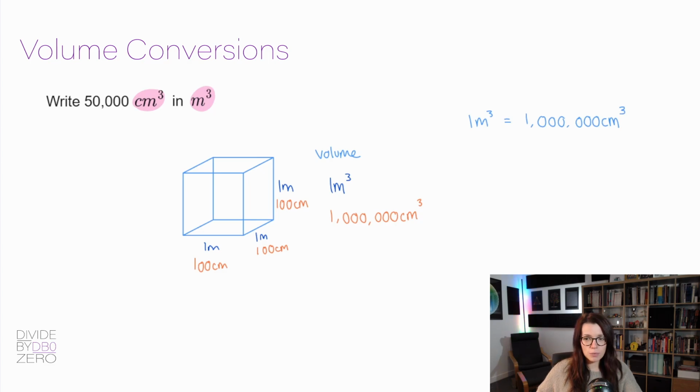In the question, we want to go from centimeters cubed into meters cubed. So we want to go this way, which means we need to divide by a million. If we put 50,000 here and divide that by a million, either in the calculator or by hand, you can move the decimal point back 6 times. So that would be 1, 2, 3, 4, 5, 6, which means the answer is going to be 0.05 meters cubed.